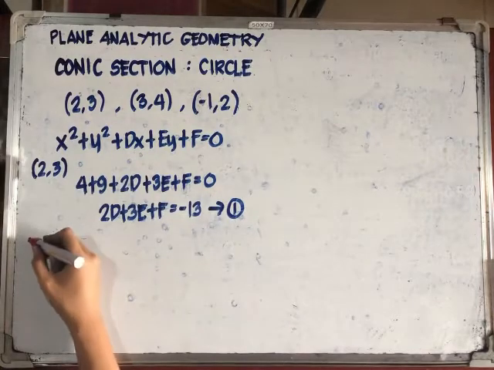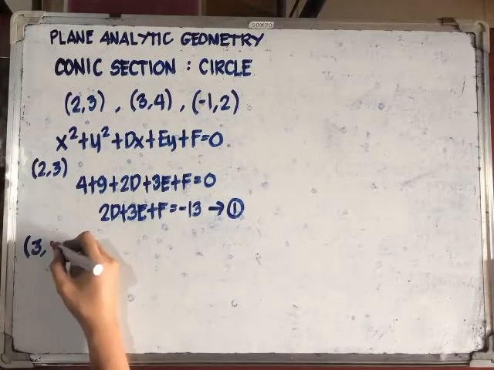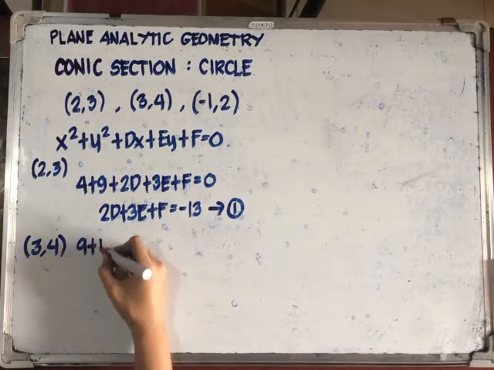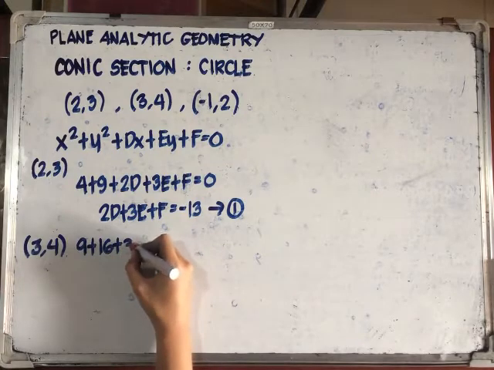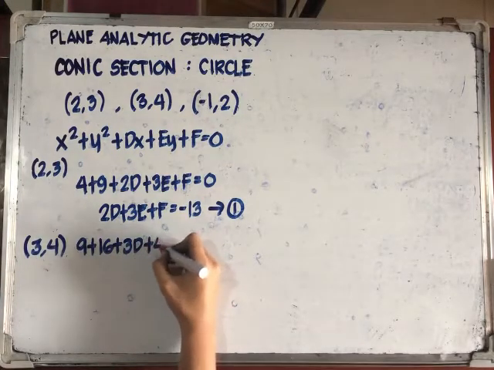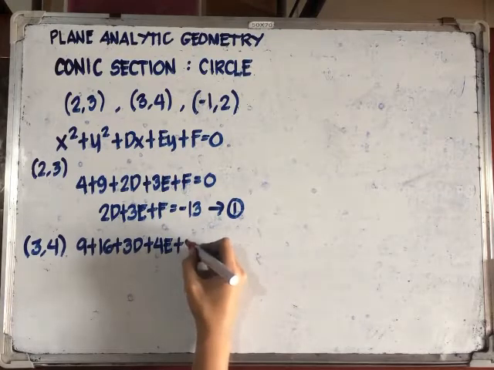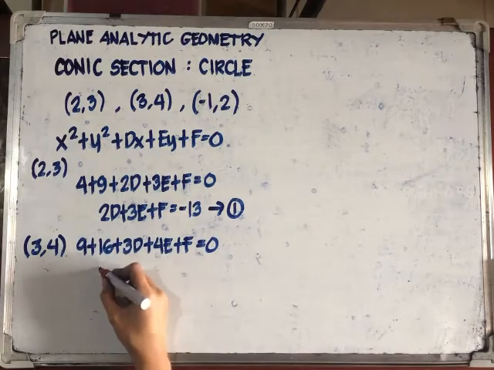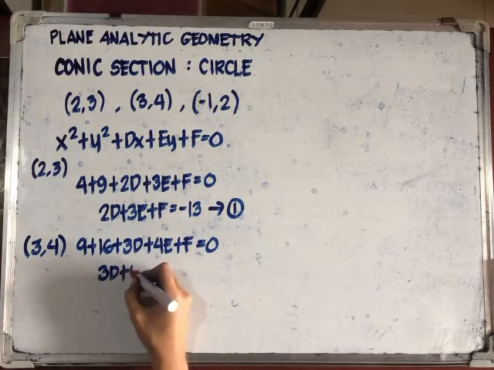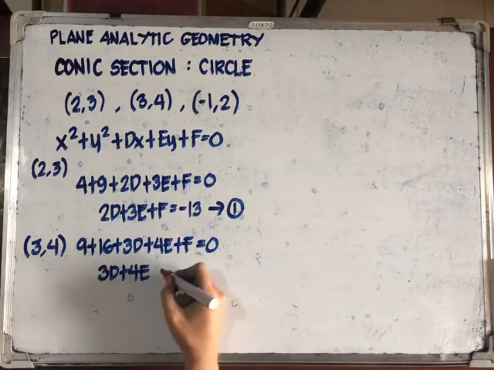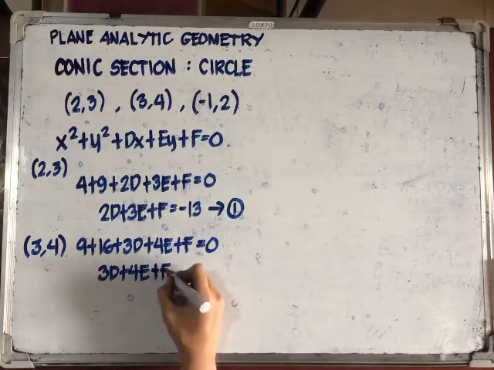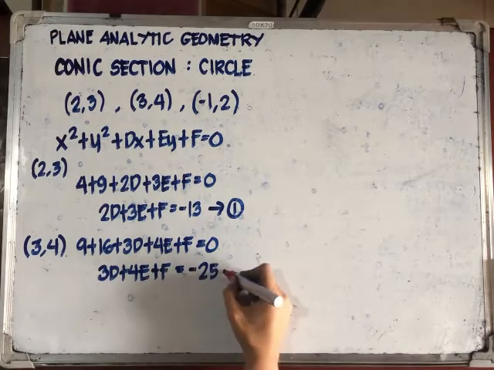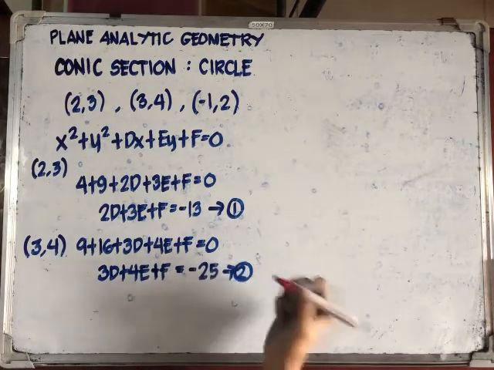And then for equation 2, we need to use the point 3, 4. That would be 9 plus 16 plus 3D plus 4E plus F is equal to 0. Arranging it properly, 3D plus 4E plus F is equal to negative 25. This is our equation 2.